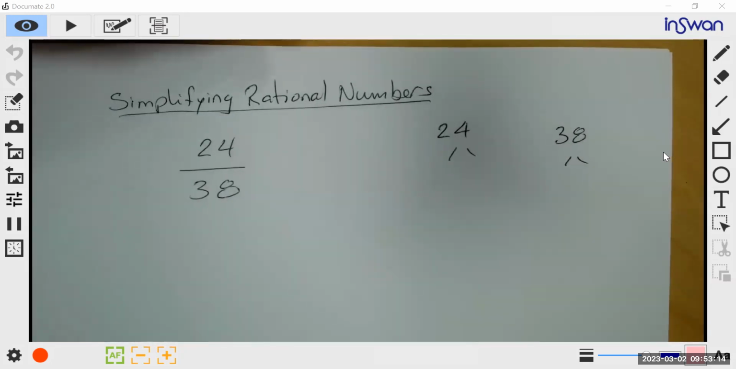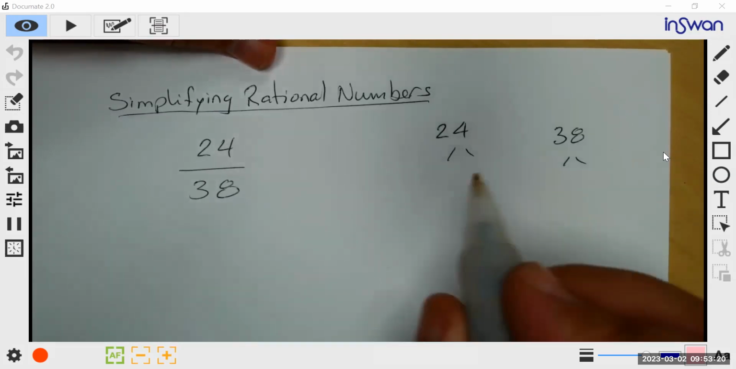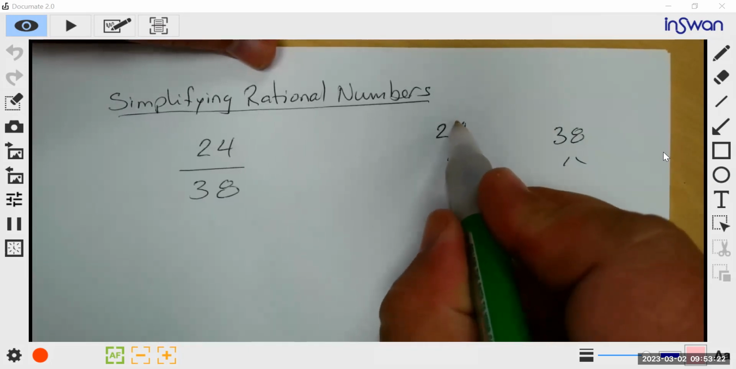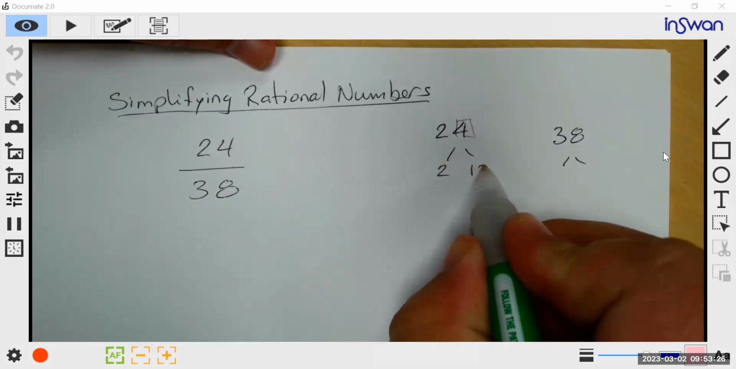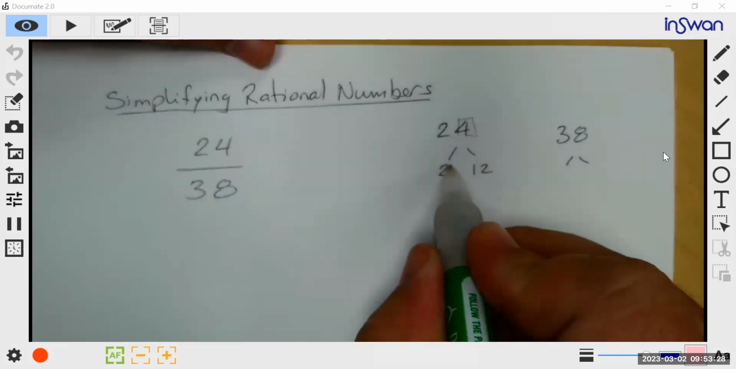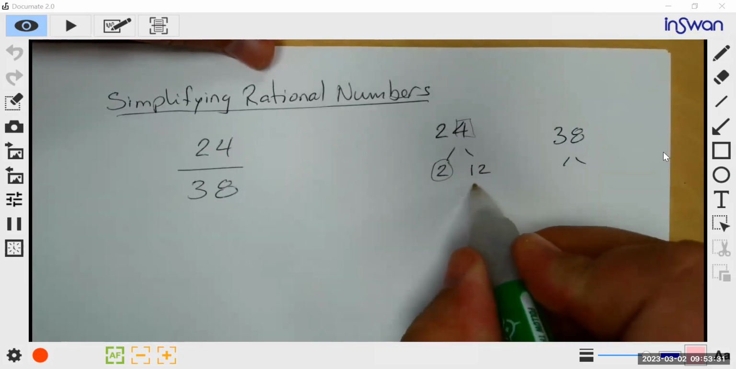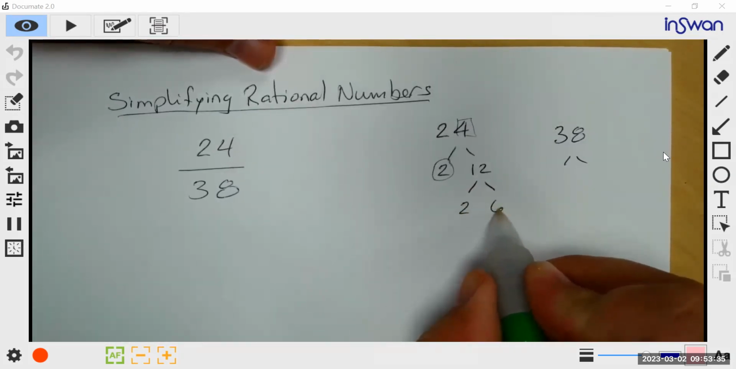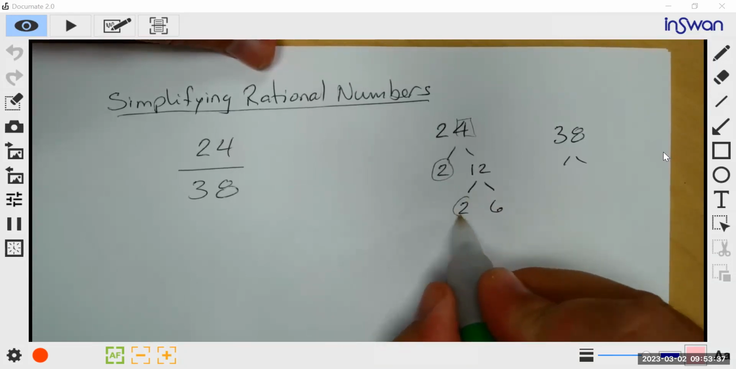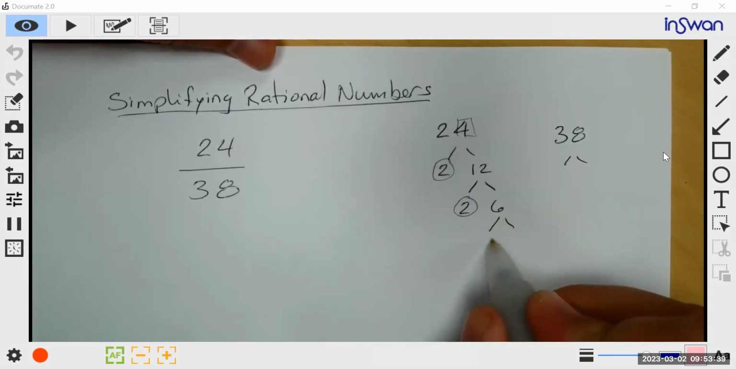So what is 24 made up of? Well, yeah, it ends in an even number, so it has 2 in there. 2 times 12 is 24. Can't go anywhere with 2. What is 12 made up of? 2 times 6. And 6 is made up of?